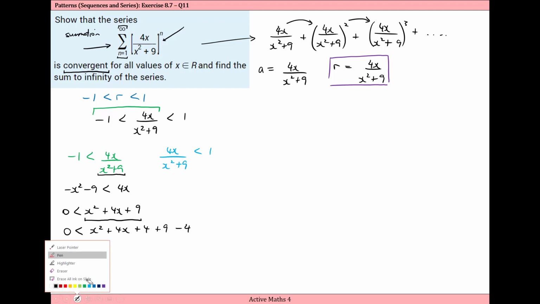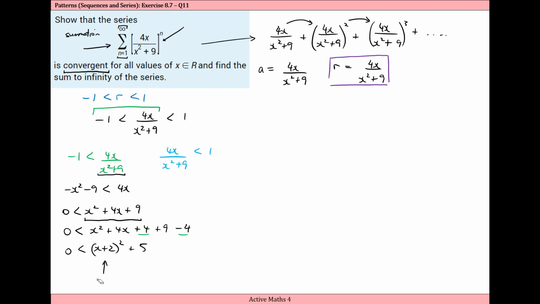So completing the square just involves adding and subtracting the same number so that we can get a squared term in here. So if I take x squared plus 4x plus 4, that is (x plus 2) all squared. And then 9 minus 4 is just 5. And now I can say beyond any doubt that this is greater than 0.